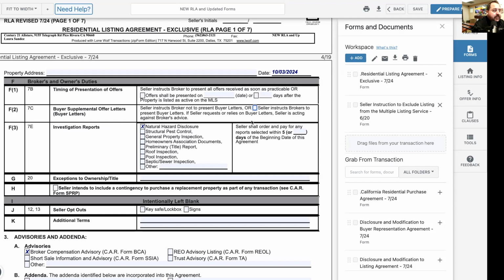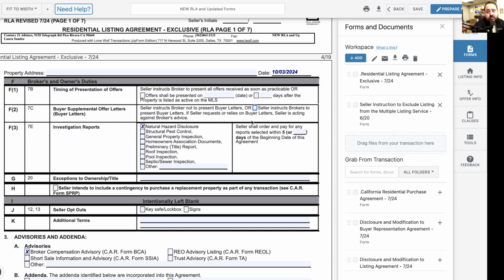Now, here is where we're saying that the seller is going to pay for and provide. Well, does anybody have any questions about the supplemental letters? I think we've gone through it enough times that most people are probably pretty clear with how that works and what that means. But does anybody have any questions about that? No? All right. So investigation reports.